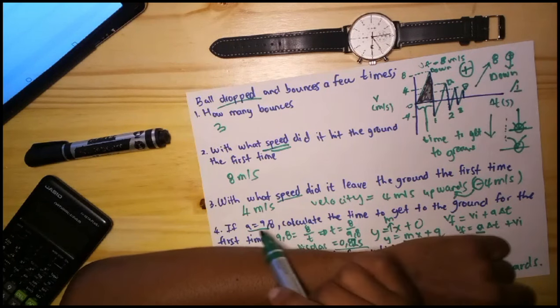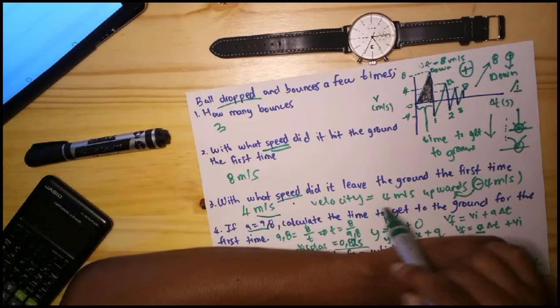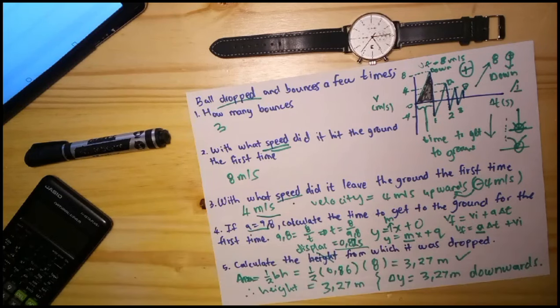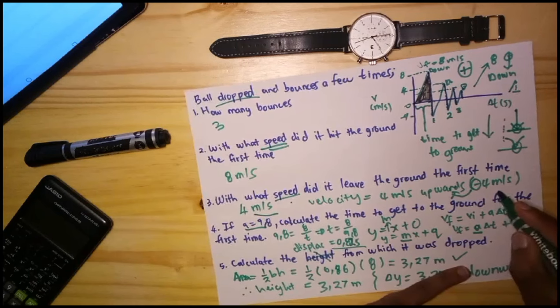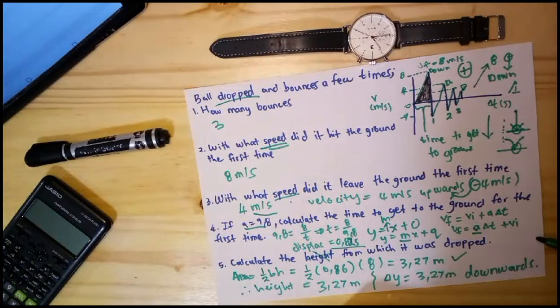So I highlighted the fact that if they just said speed, you write speed. If they said velocity, you write 4 meters per second upwards. And please don't refrain from writing minus this, -4 meters per second. You don't really want to do that.